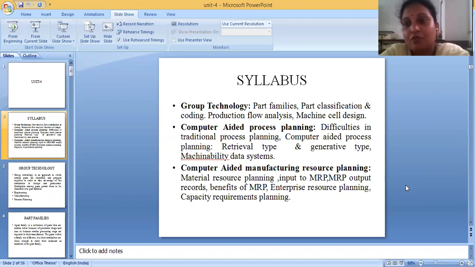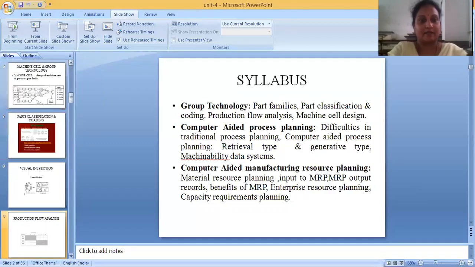So here we have two MRPs, manufacturing resource planning and material resource planning. Material resource planning is called MRP1, whereas manufacturing resource planning is called MRP2. So here we are going to learn what are the inputs, what are the outputs and benefits of MRP, what is enterprise resource planning, that is ERP, and what is capacity requirement planning, that is CRP. Okay. Now let us start with material resource planning.